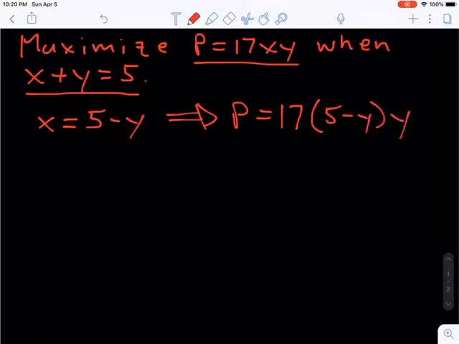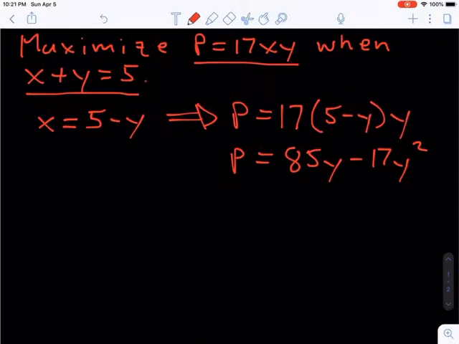Now, when we multiply all of this together, we will end up with 85y minus 17y squared. So this is the objective function with the constraint substituted into it. In an optimization problem, to find the optimum value, we need to then optimize, which means we're going to take the derivative of our objective function. So I'll do that here, p prime, which will be equal to 85 minus 34y.